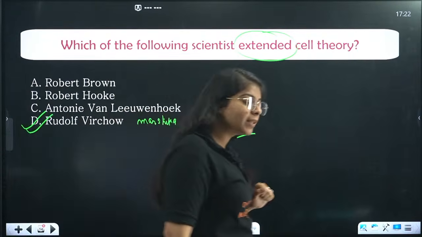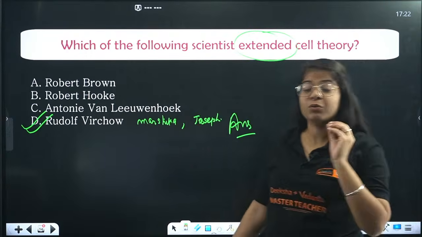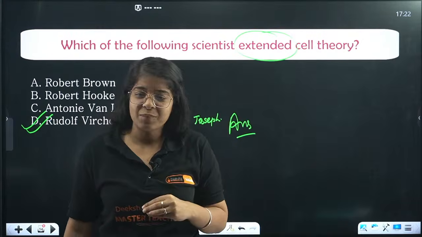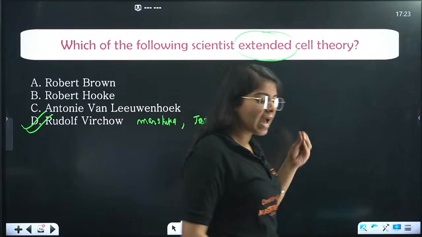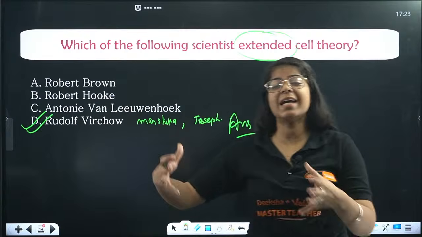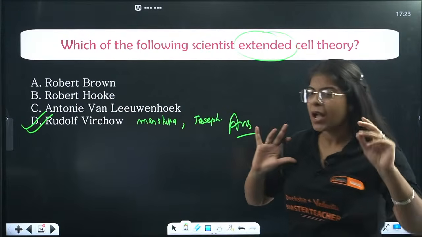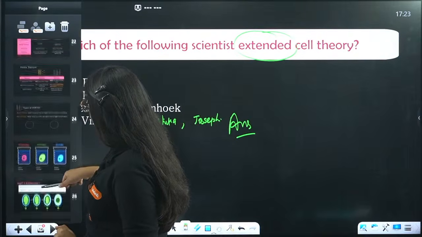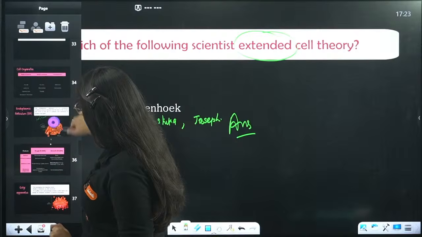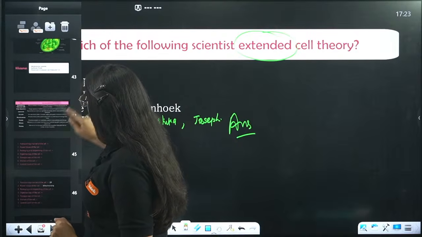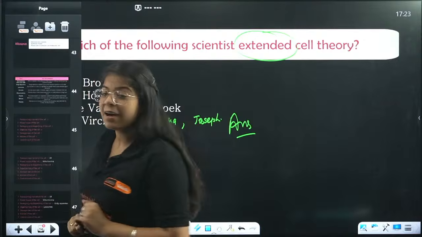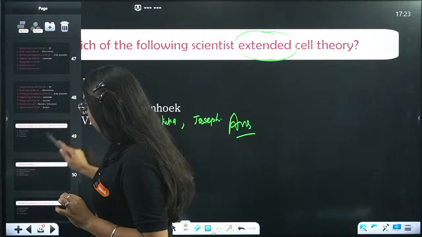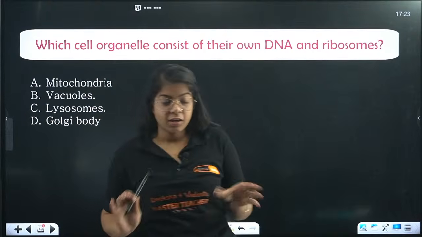So for that we have Rudolf Virchow, who said omnis cellula e cellula, that means every cell has come from a pre-existing cell. Understood? Okay, next question. You all still have the time to give me the correct answers. I have some very good activity for you, but before that, let's have some answers for good MCQs.